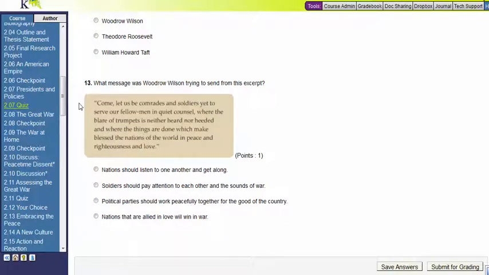Number 13, what message was Woodrow Wilson trying to send from this excerpt? Come, let us be comrades and soldiers, yet to serve our fellow men in quiet counsel, where the blare of trumpets is neither heard nor heeded, and where the things are done which make blessed the nations of the world in peace and righteousness and love.